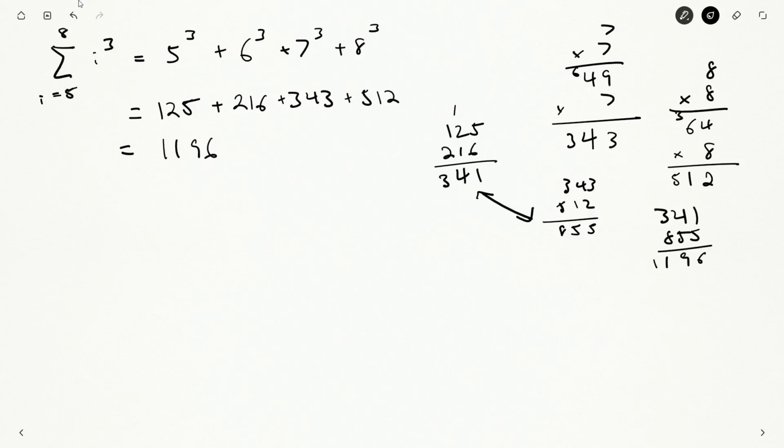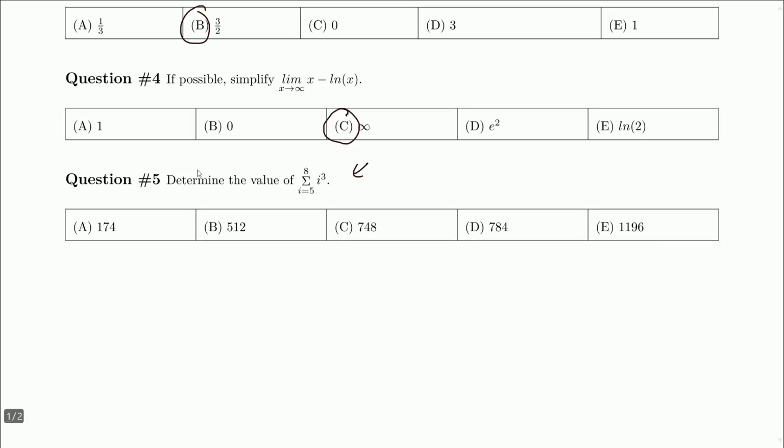So 1196. Got my numbers backwards. Or 1196. And I believe that is one of, yeah, there he is. It's answer E on the end.